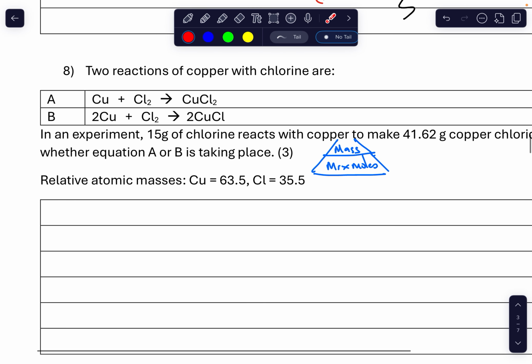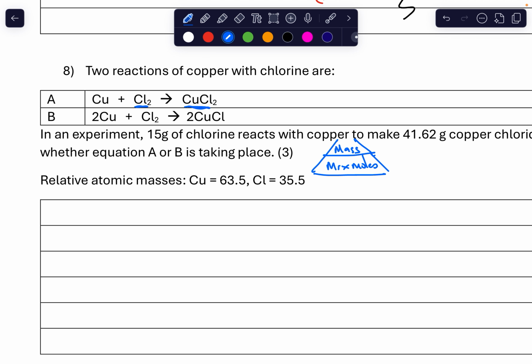Okay, next question is again a reacting mass question. So we're using this triangle again. You can see why this triangle is so important. And what I'm going to do, I'm going to do this in table format. Okay, so in the experiment, we've got chlorine reacting with copper to make copper chloride. So I'm interested in the chlorine because we're told we've got 15 of that, and I'm interested in working out the mass of the copper chloride. So we're interested in those two.